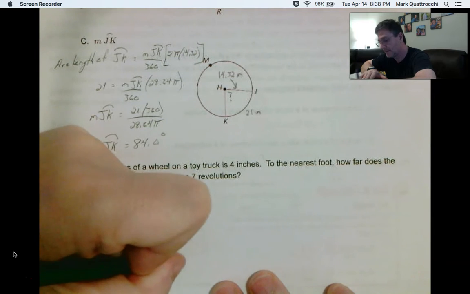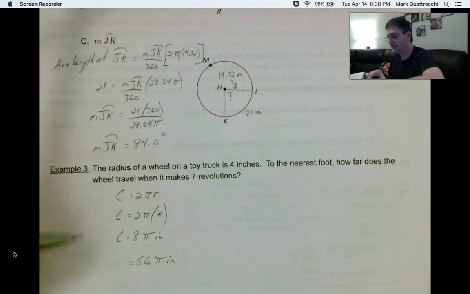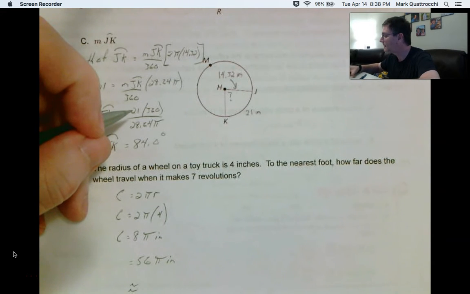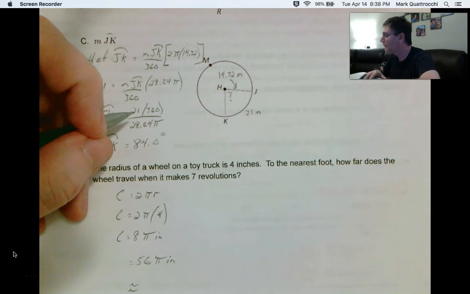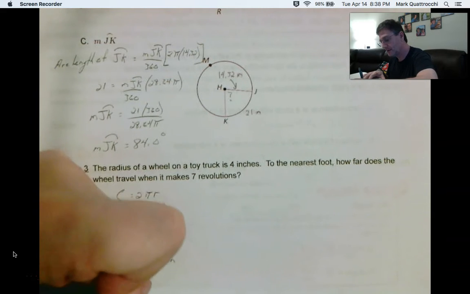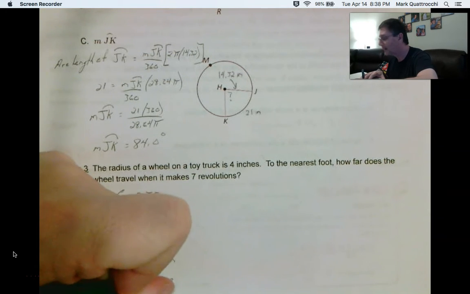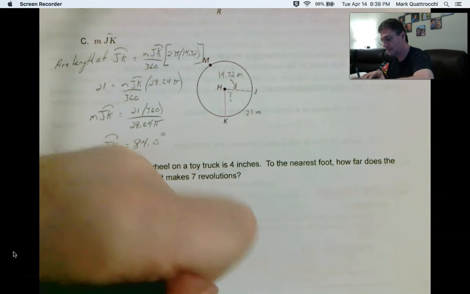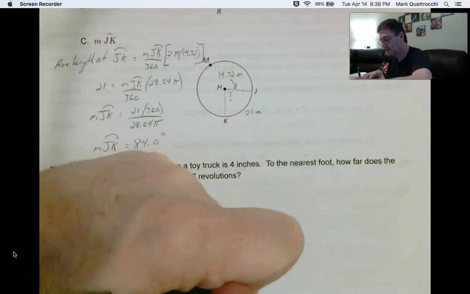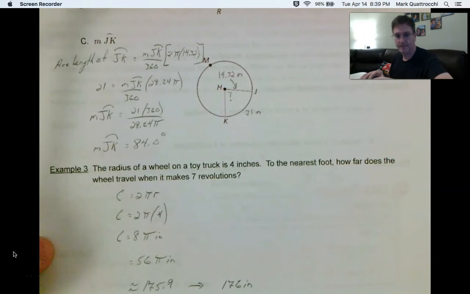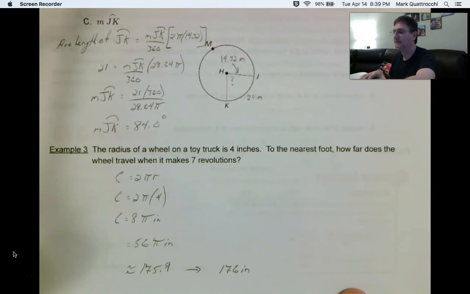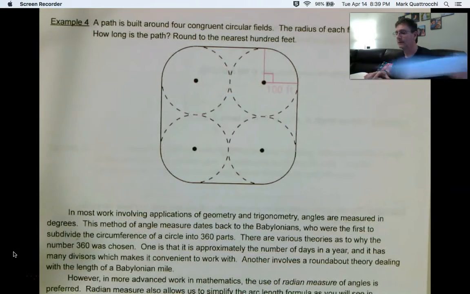And we'll round that to the nearest foot. So approximately equal to 56 times, we use our pi key, 175.9, or our final answer is 176 inches. When it's gone 7 revolutions, it's traveled about 176 inches, rounded to the nearest foot. All right, example 4.